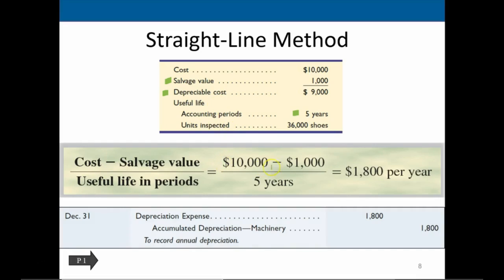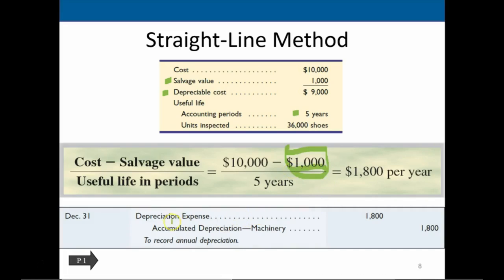So at the end of the 5 years, we want the book value to be this $1,000. Therefore, we're going to take 10,000 minus the 1,000, giving us the 9,000. Then we're going to divide that by the useful life, the 5 years. That means we're going to depreciate, or lower, the cost from 10,000 by 1,800 each year for 5 years, which will leave us with the salvage value at the end of the 5 years of $1,000.